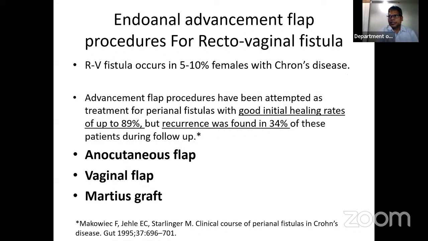Another modality is the endoanal advancement flap procedure, mostly for rectovaginal fistula, which occurs in 5 to 10% of females with Crohn's disease. Advancement flap procedures have been attempted as treatment for perianal fistula with good initial healing rates of up to 89%, but recurrence was found in 34% of these patients during follow-up. It could be done with an anocutaneous flap, vaginal flap, or Martius graft, which is based on the labia majora.